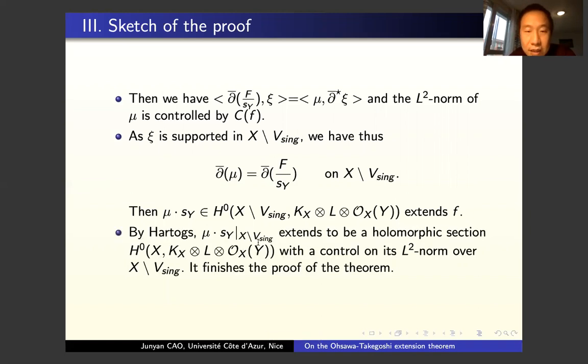But we recall that V is a small neighborhood of the singular locus of Y. So that means we can in fact apply the Hartogs extension on this variety. So we know that it can be extended as a holomorphic section on the total space. And since the L2 norm of mu is controlled by C small f, we can control the L2 norm of this holomorphic section. So let's finish the proof.